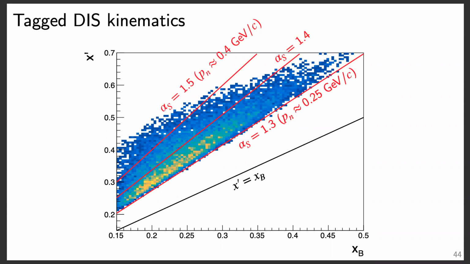And this is kind of a subtle point because for me personally, it's kind of comforting because I feel like we understand the scattered electron and detecting the scattered electron in the CLAS12 forward detector a little bit better than detecting neutrons, because neutrons are hard to detect.